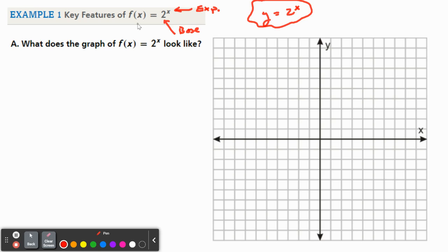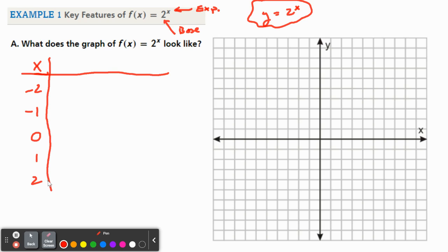This is the first time you're going to see an exponential function, so let's make a table of values to then plot and connect. When we make a table of values, I like to start with the x values of -2, -1, 0, 1, and 2. So I'll go from -2 to -1 to 0 to 1 to 2. These are the x values I'm going to plug in. This middle column is where f of x equals 2 to the x goes.